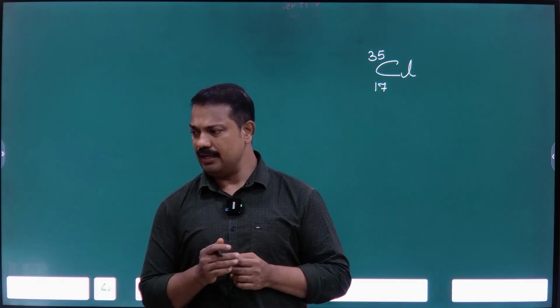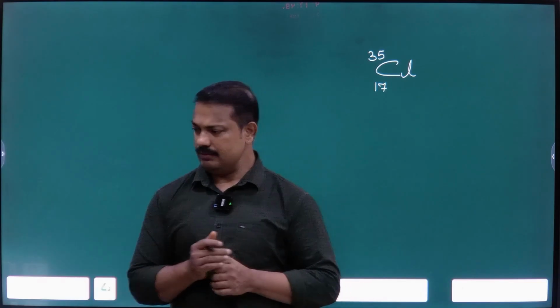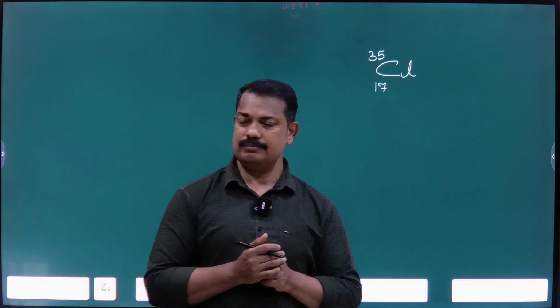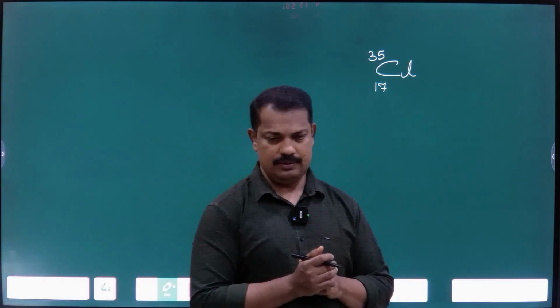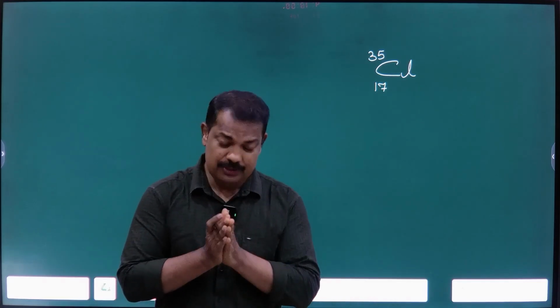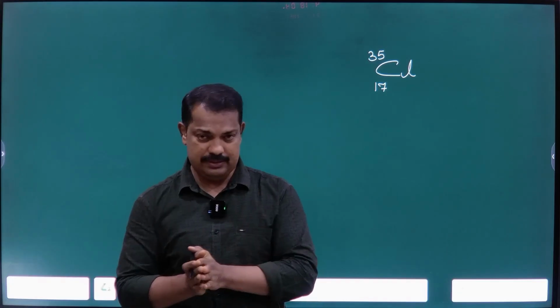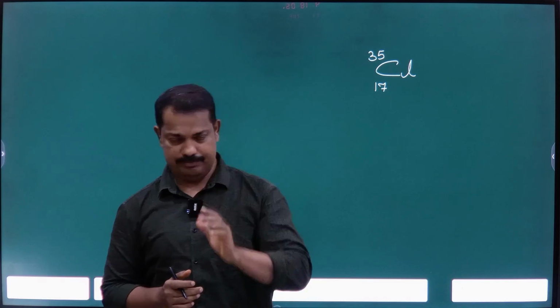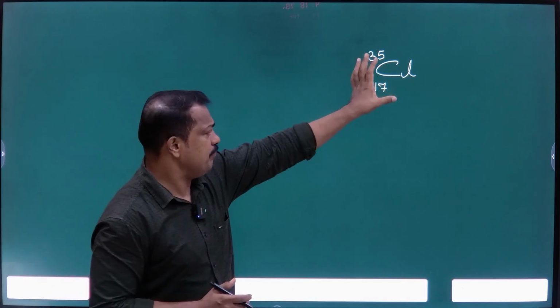And what is mass number? The total number of protons and neutrons present in the nucleus of an atom of an element is called mass number. In this case, what is the number of neutrons?